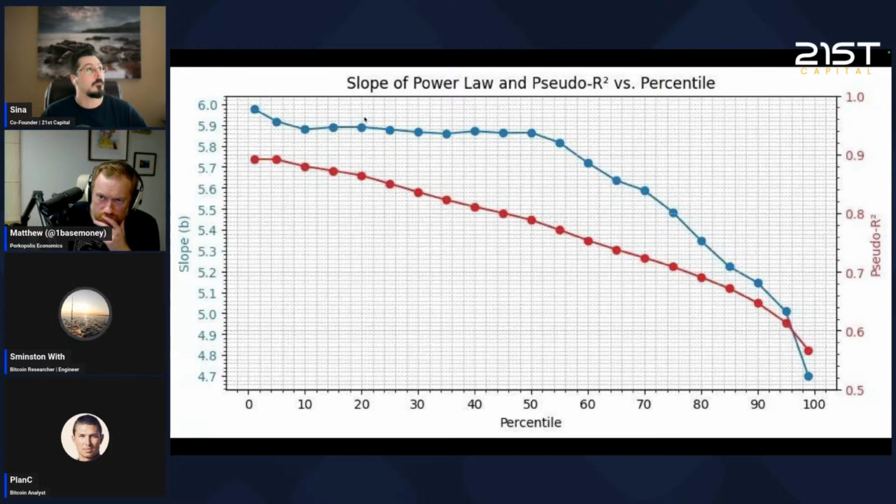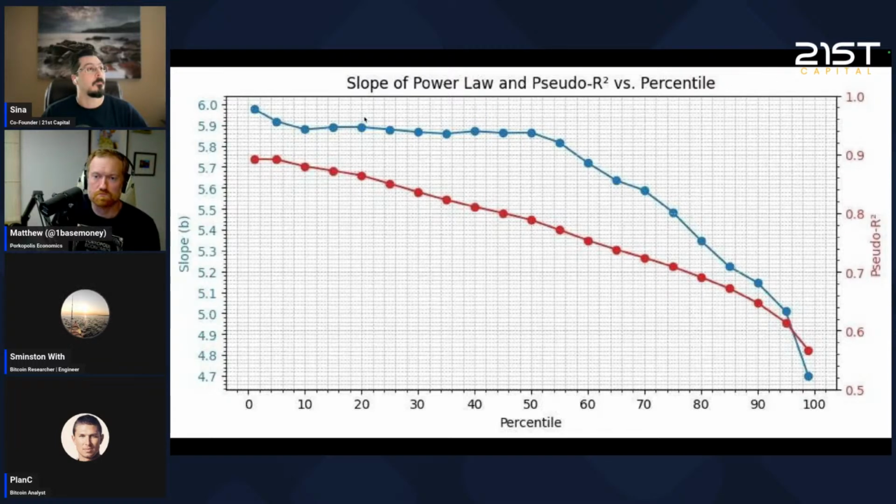But my takeaway, in support of Plan C's use of that future trend line, is that when you look at the data between the 3rd percentile all the way up to that median point, it's stable. It's very stable, and the slope itself is very reliable.